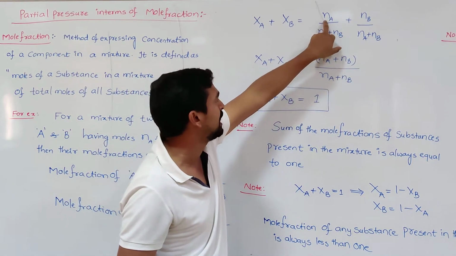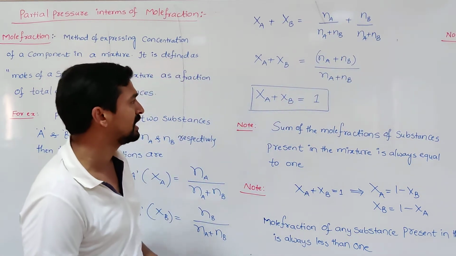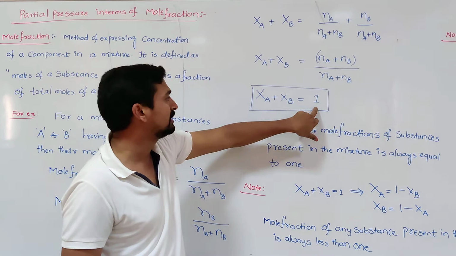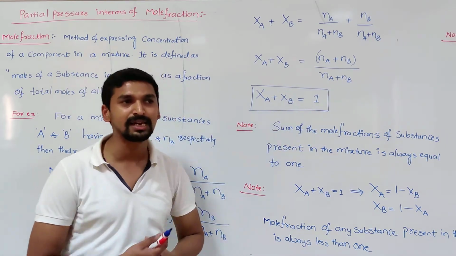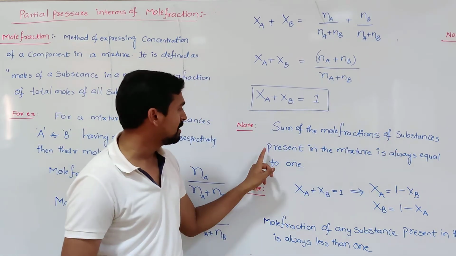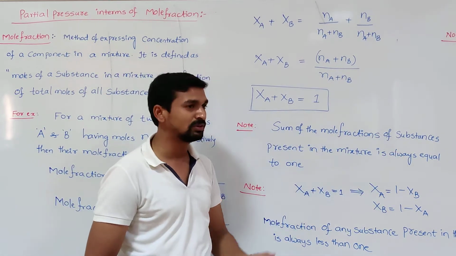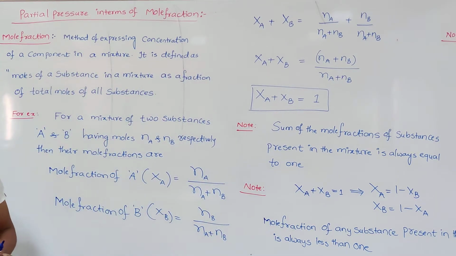Then what is left here? Na. Here what is left? Nb. Again we get the same in the numerator and denominator, so they cancel, and we get 1. Xa plus Xb is equal to 1. This clearly indicates the sum of the mole fractions of the substances present in the mixture is always equal to 1. Here two components are there, Xa plus Xb is equal to 1.